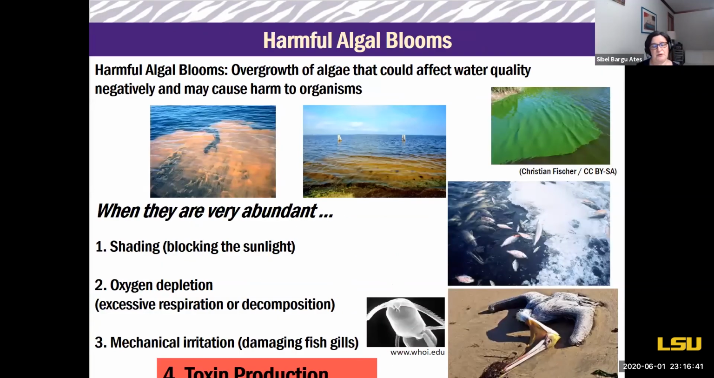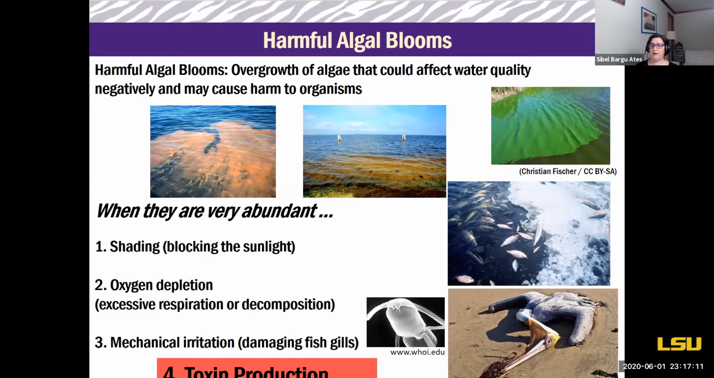Harmful algal blooms are very similar to algal blooms. It's a growth of algae. However, this is the time we call it harmful algal blooms because in most cases, there's an overgrowth of algae that can affect the water quality negatively or may cause harm to organisms. So any algal bloom that is associated with any kind of harm, we clearly call a harmful algal bloom.